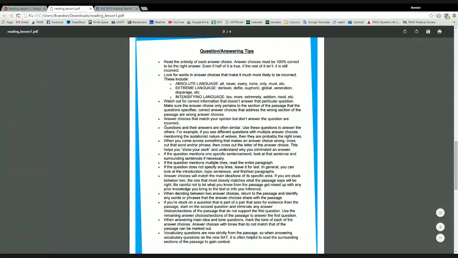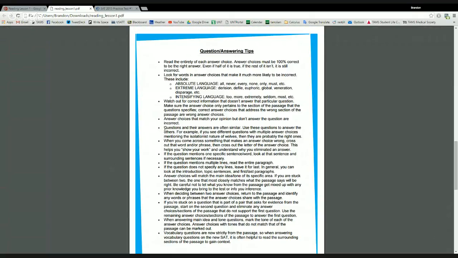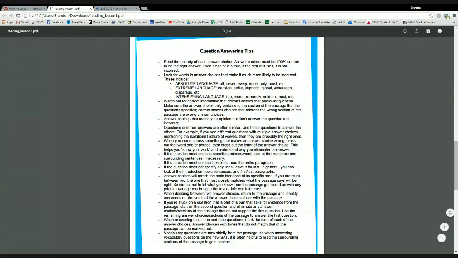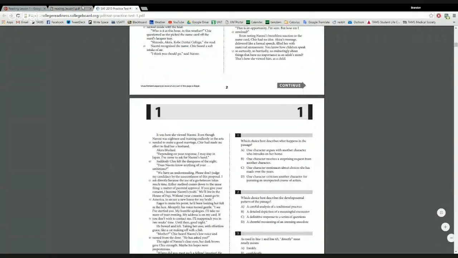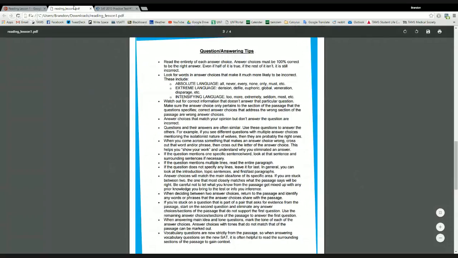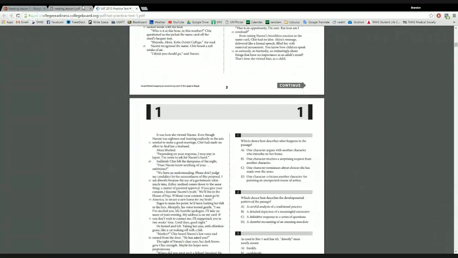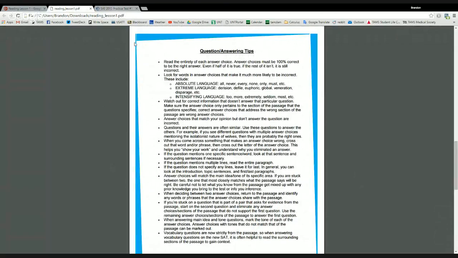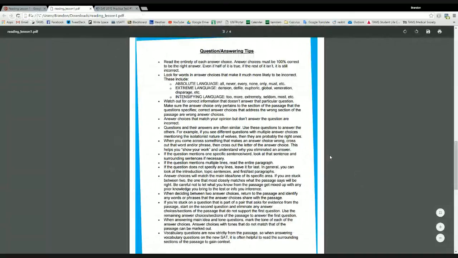Questions and their answers are often similar. Use these questions to answer the others. For example, if you see different questions with multiple choice answer choices mentioning the isolationist nature of wolves, then they are probably the right ones. So when you see a question and the answers are similar, then you should be able to cross them out together collectively, because if you know one is wrong, the other is wrong, and that can help you with the process of elimination.